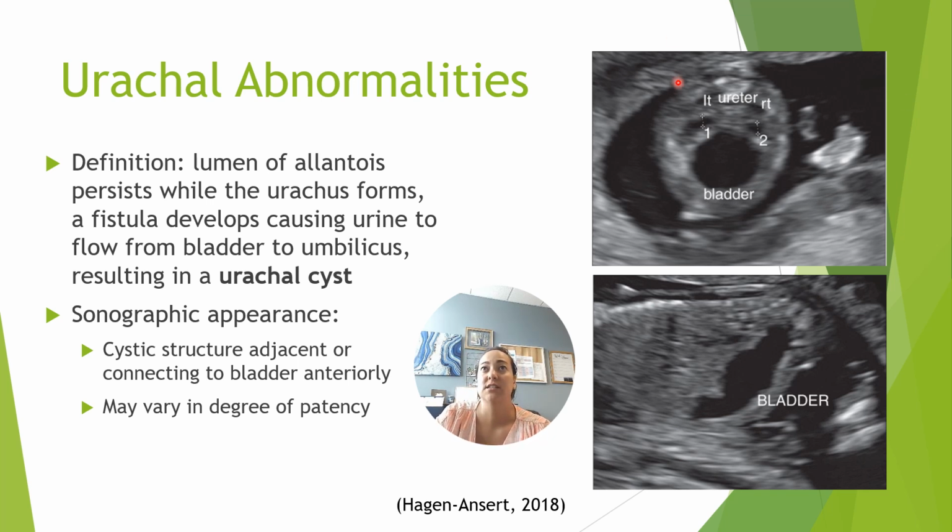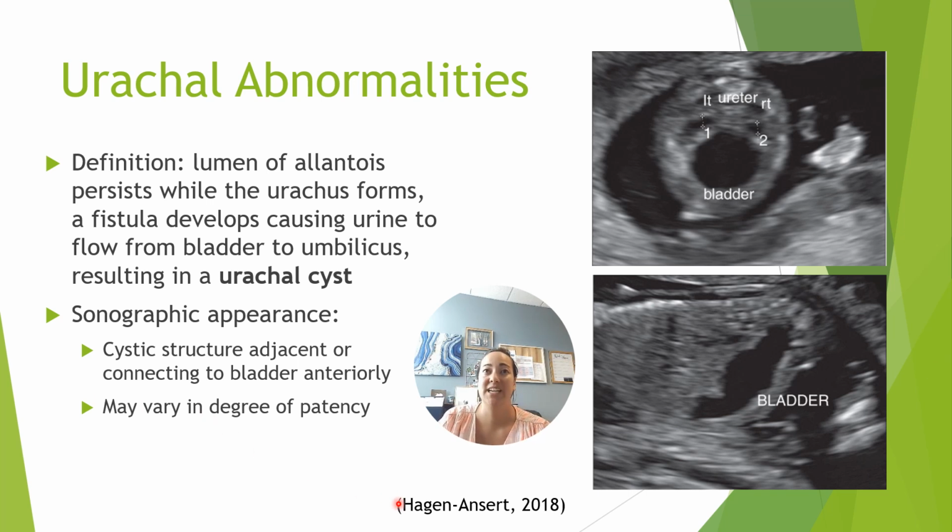So you'll notice urine collecting in the bladder potentially, and then even in the ureters, but then you may also see this more anterior projection of the bladder towards the umbilical cord location, and that would be a patent urachus. You may also just see a cystic structure in that bladder area. It really kind of depends on what happens.